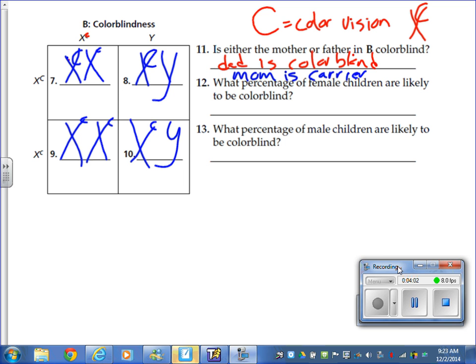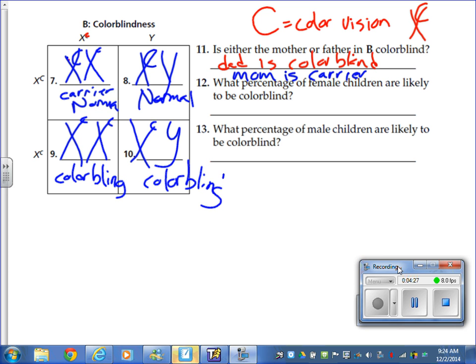Okay, so what percentage of female children are likely to be colorblind? Is this one colorblind? No. This girl is a carrier with normal vision. This boy is normal vision. This girl is, and this boy is colorblind. So now the unfortunate thing about this is the example they gave you comes up to be the same percentage for boys and girls. So 50% of the girls will be colorblind and 50% of the boys, right?